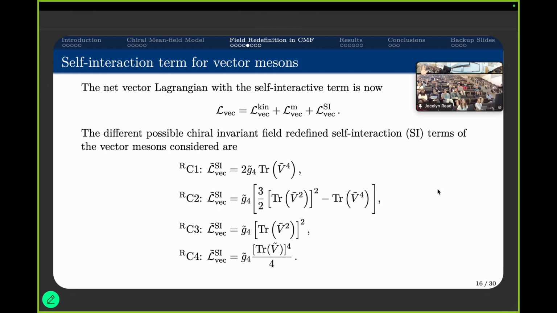If we talk more about the vector meson Lagrangian, we need to add self-interaction terms, which are very important to get a stiffer pressure. So we started with the different possible chiral invariant, field-redefined self-interaction terms of the vector meson.